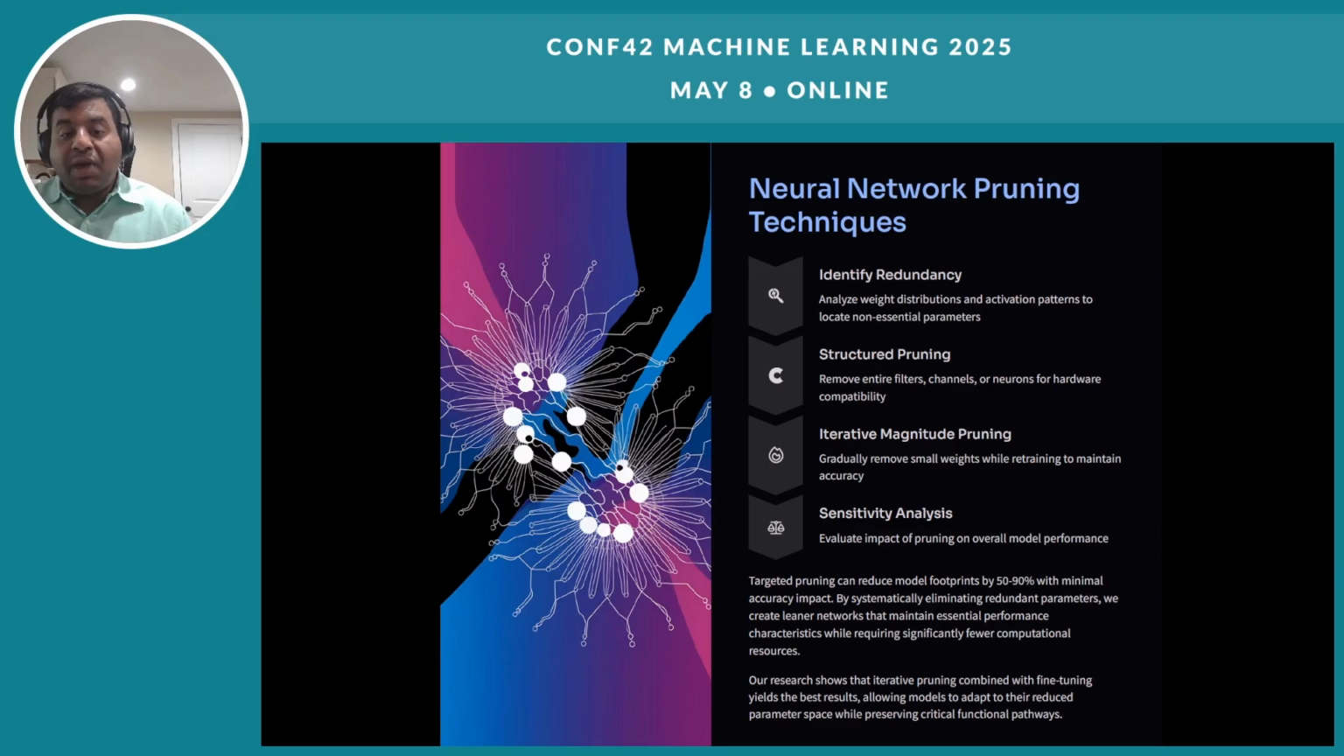Techniques like iterative magnitude pruning gradually remove small weights while retraining the network to maintain accuracy. Sensitivity analysis often helps to evaluate how removing certain parts impacts overall performance. Effective pruning can reduce model size significantly, sometimes 50 to 90%, with very minimal impact on accuracy, creating leaner, faster networks.